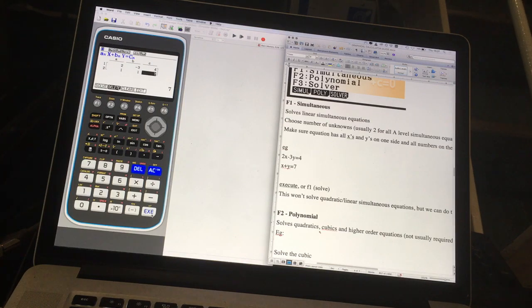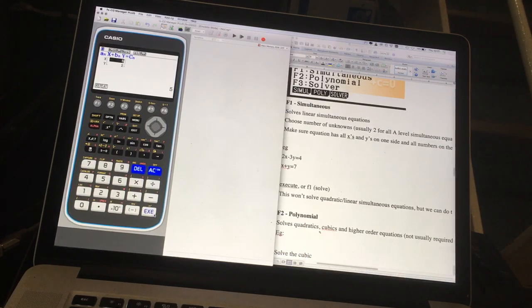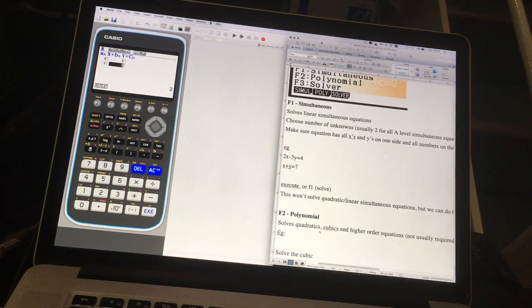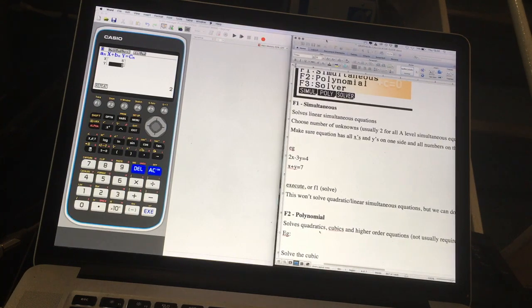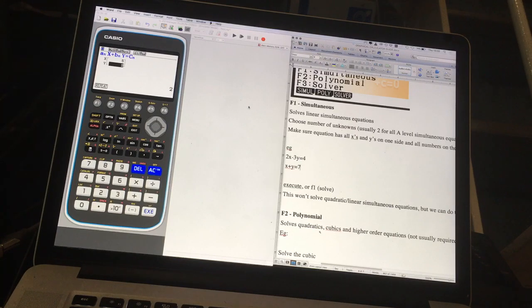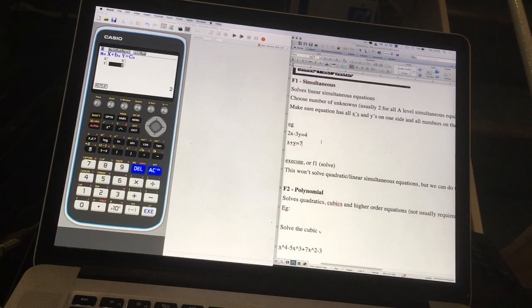Cool, so when you've done that, type it in. You can either hit solve at the top or you can hit execute. Either way will do it. You should get 5 and 2 as your answers. Okay, everybody right with that? So that will solve your simultaneous linear equations.